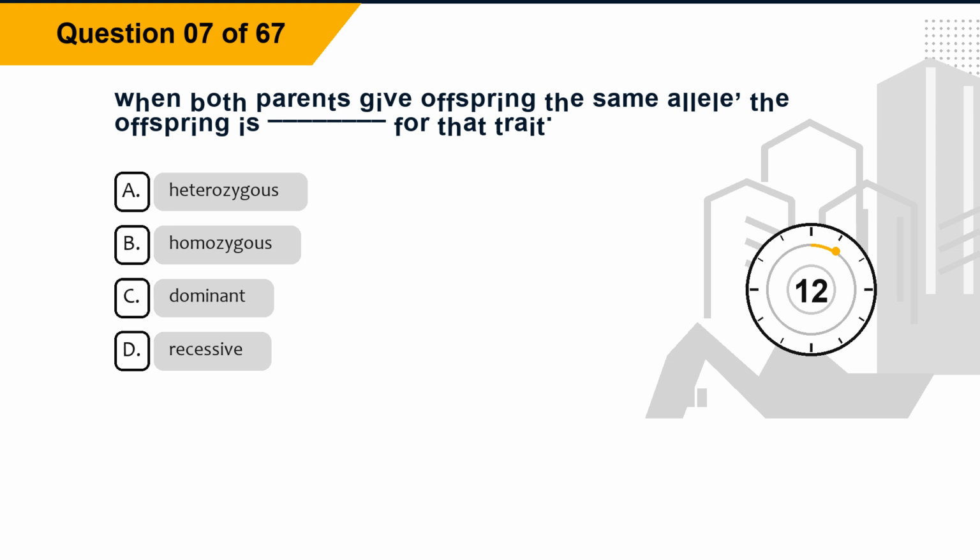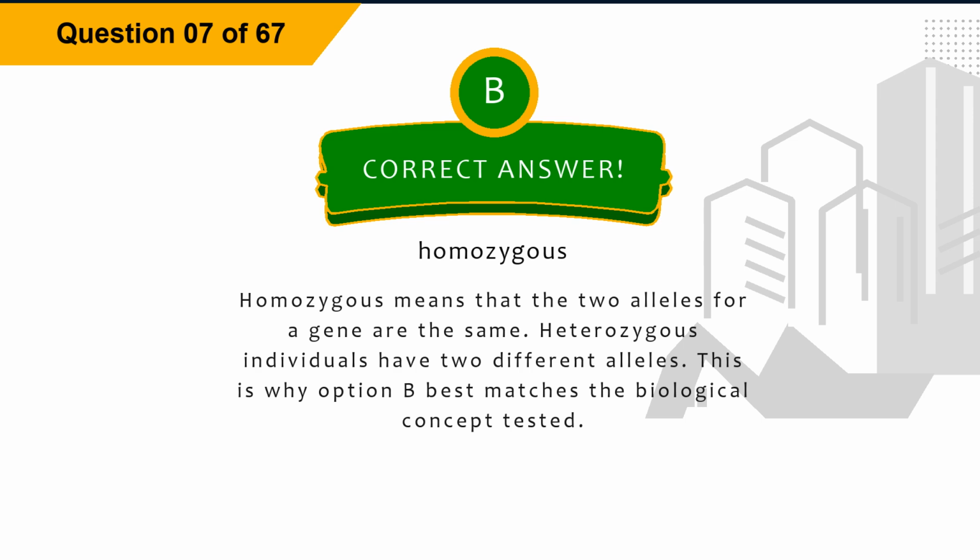Question 7. When both parents give offspring the same allele, the offspring is blank for that trait. Option A, heterozygous. Option B, homozygous. Option C, dominant. Option D, recessive. The correct answer is option B, homozygous. Explanation. Homozygous means that the two alleles for a gene are the same. Heterozygous individuals have 2 different alleles. This is why option B best matches the biological concept tested.